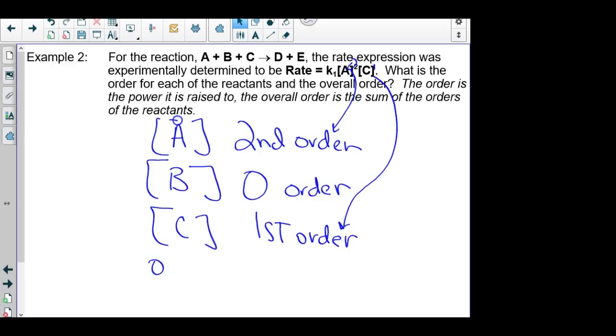Then overall, just add them up. 3rd order.